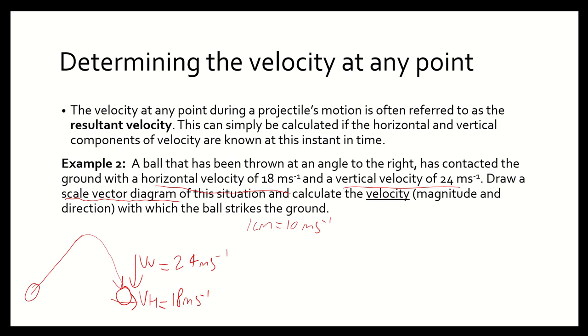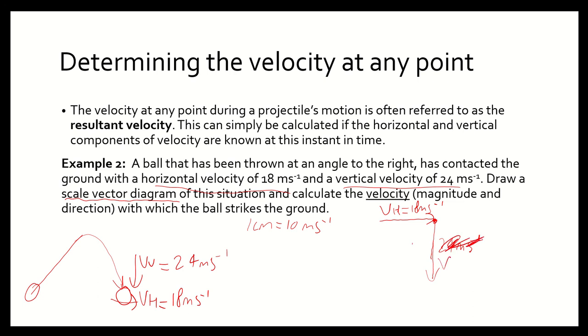The way that we add vectors is we add them tip to tail. I'm not sure how much vector addition you guys did. I generally like to start with the horizontal component first, and the horizontal component's 18 meters per second, so you might do it as 1.8 centimeters. That's the horizontal component of velocity, 18 meters per second to the right. And then the vertical component of velocity, we add tip to tail. That's 2.4 centimeters, or 24 meters per second.